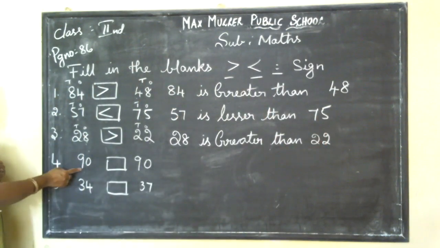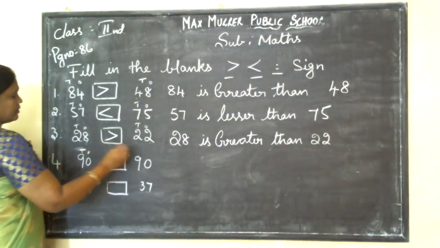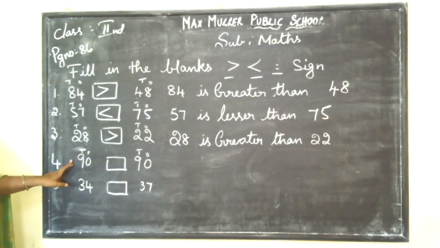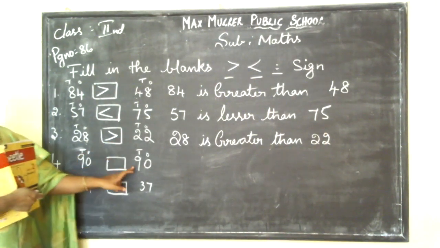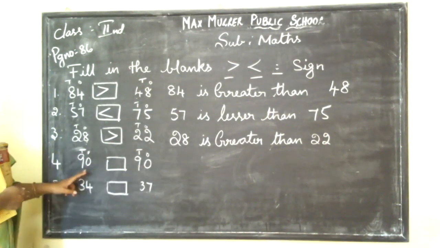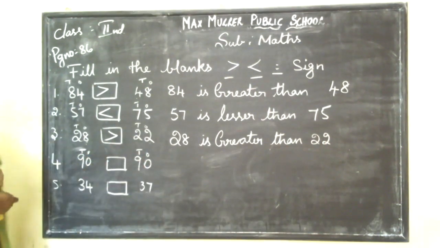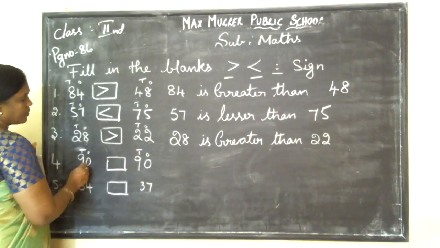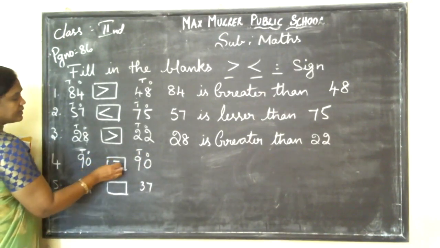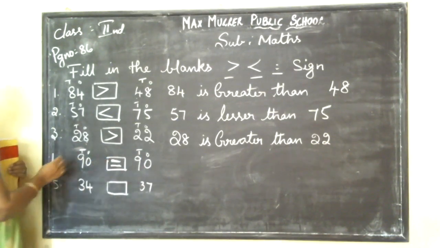Now see here, 90. This side 9 is in the tens place, here also 9 is in the tens place. Both numbers are the same. Now we will go to the ones place. Here 0 is in the ones place, here also 0 is in the ones place. See, these 2-digit numbers are both the same. What will you do? If both the numbers are the same, you will use the equal to sign.